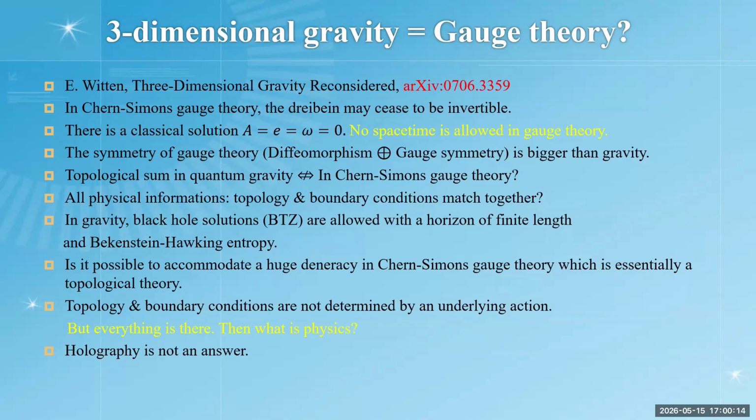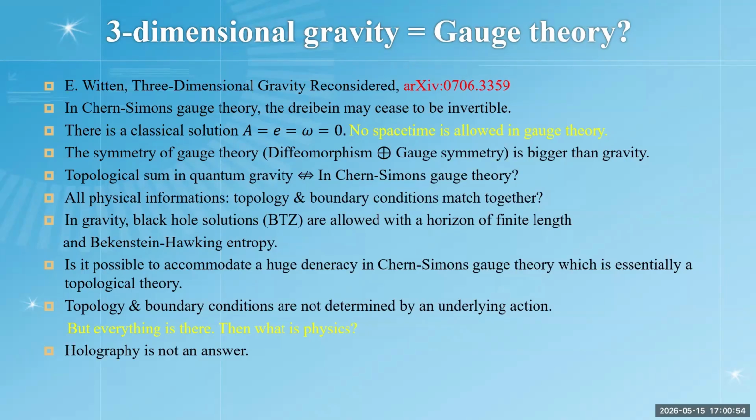And the symmetry of gauge theory is actually larger than gravity, because Chern-Simons gauge theory has diffeomorphism, also gauge symmetry. So the underlying local gauge symmetry is not matching. And then there is also an issue in quantum gravity. We know we need a topological sum, right? We have to include all kinds of topological categories of three-dimensional manifolds. Then the question is, what is the meaning of topological sum in Chern-Simons gauge theory? It's not clear.